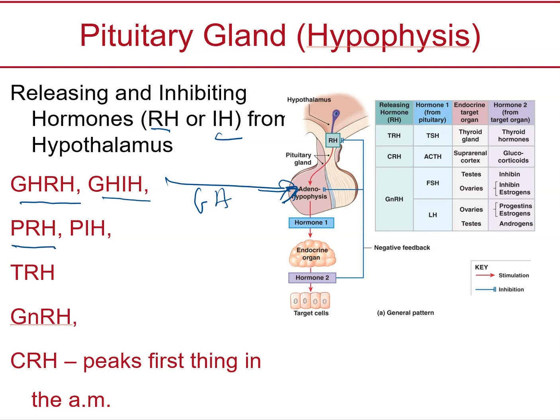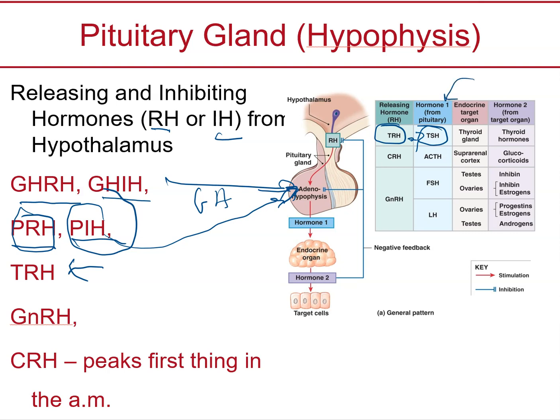We have PRH and PIH. This is for prolactin. So prolactin releasing hormone goes to the anterior pituitary gland and tells it to release prolactin, whereas PIH tells it not to release prolactin. Then we have TRH. Now TRH goes to the anterior pituitary gland and tells it to release TSH, which we'll get to shortly, but that's coming from the anterior pituitary gland. So when TRH is released, TSH is released.